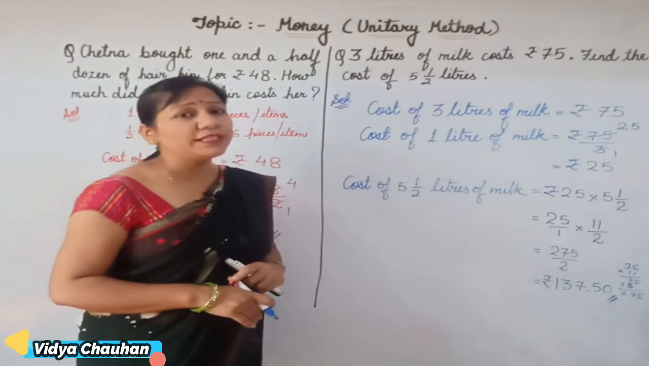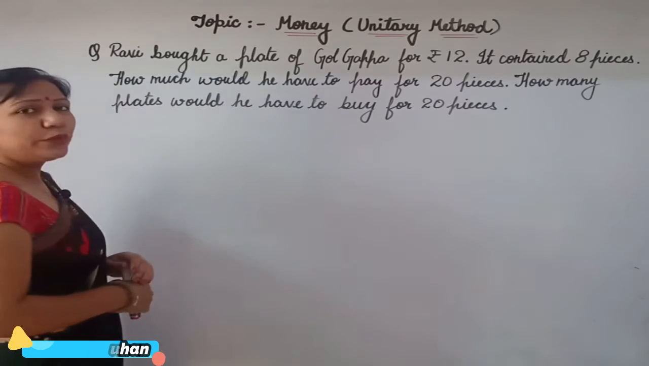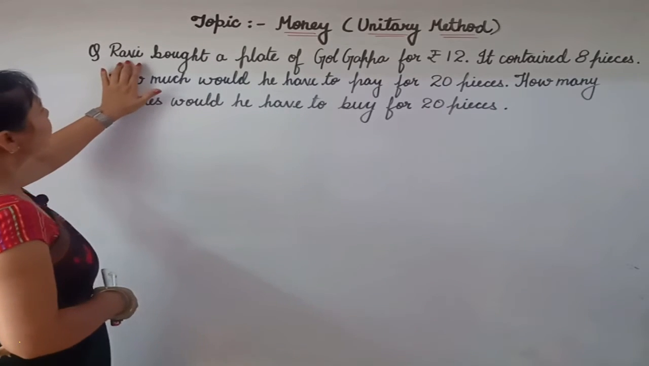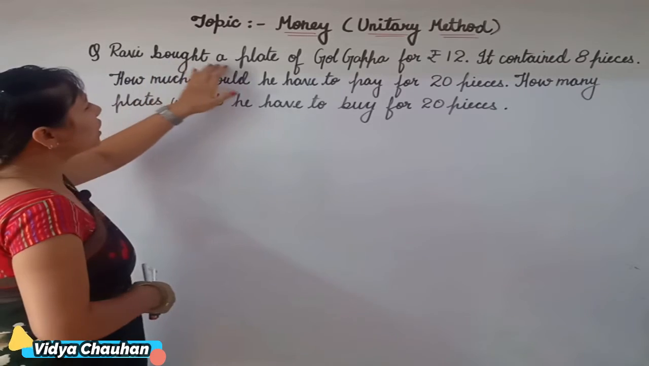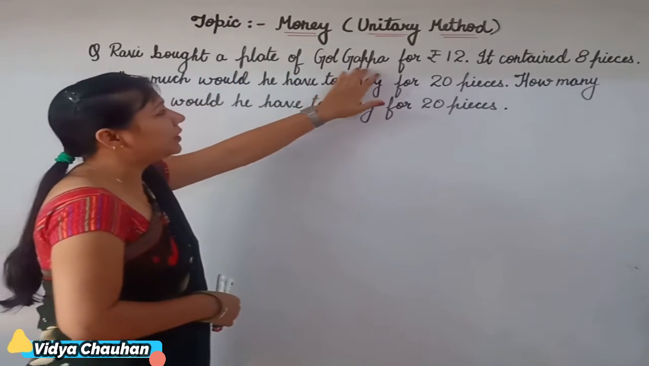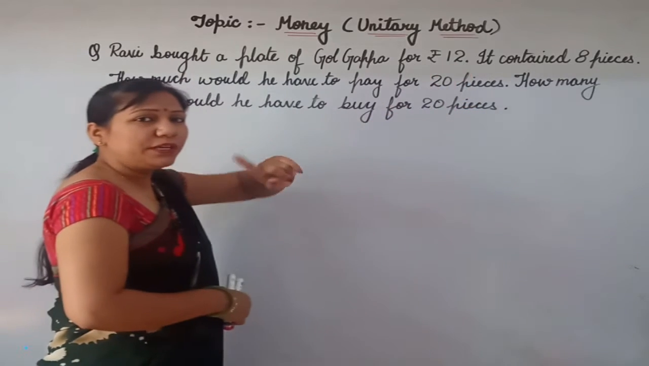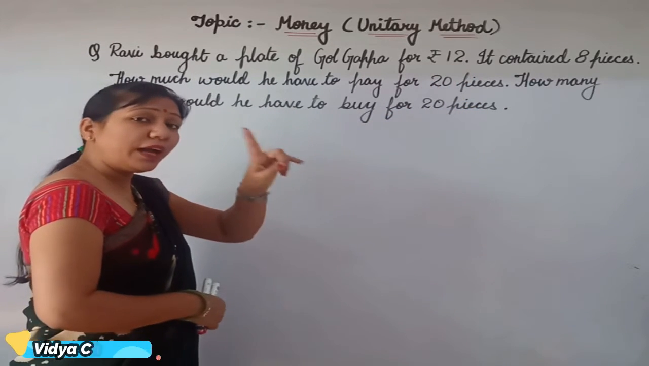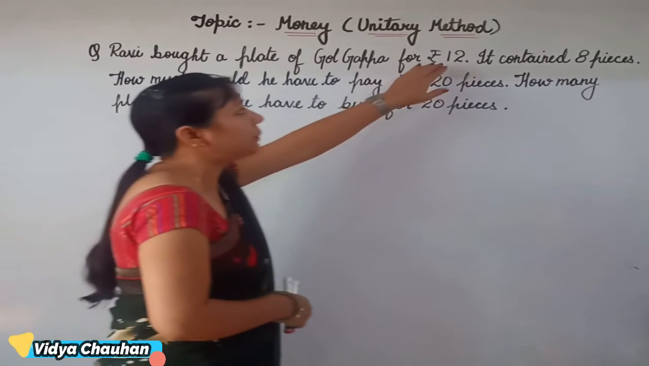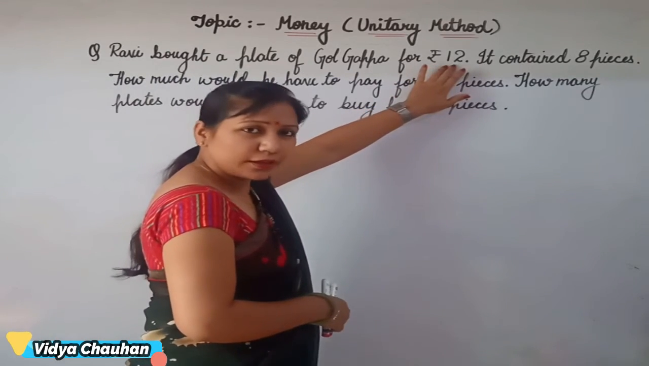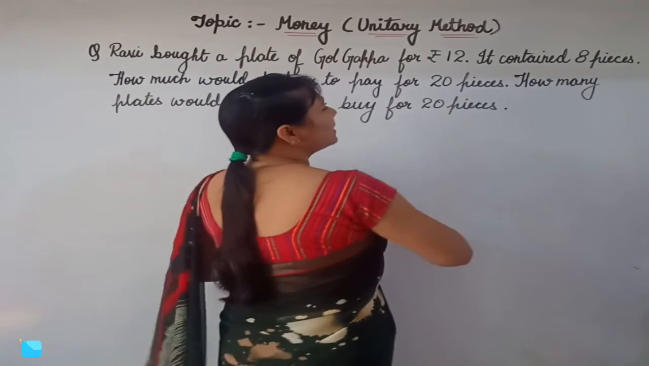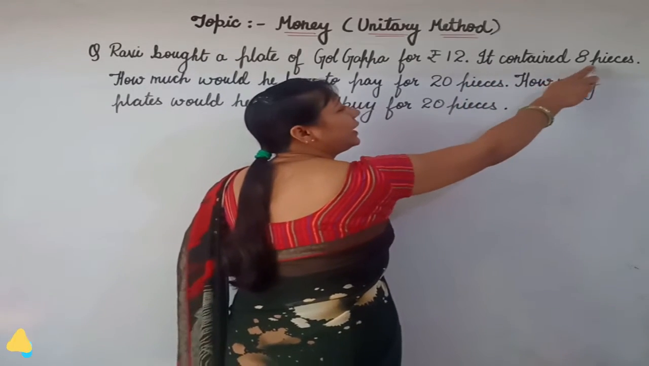Let's take one more example from your book. Now students, our third question says that Ravi bought a plate of Golgappa for rupees 12. Ravi purchased 1 plate of Golgappa, and the cost of 1 plate of Golgappa is rupees 12. Clear? Now the second statement says it contained 8 pieces.